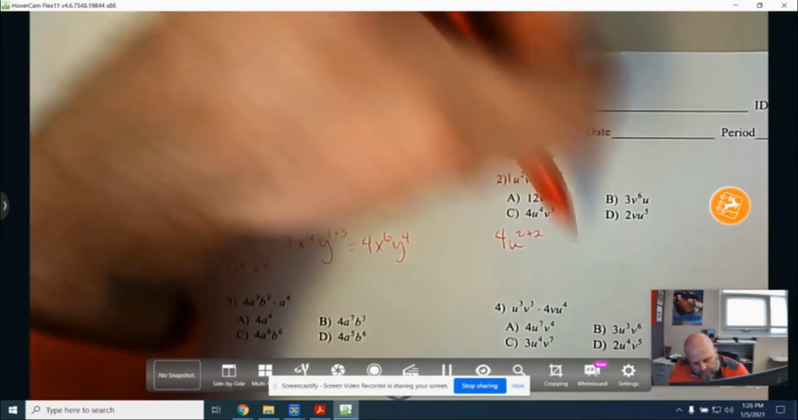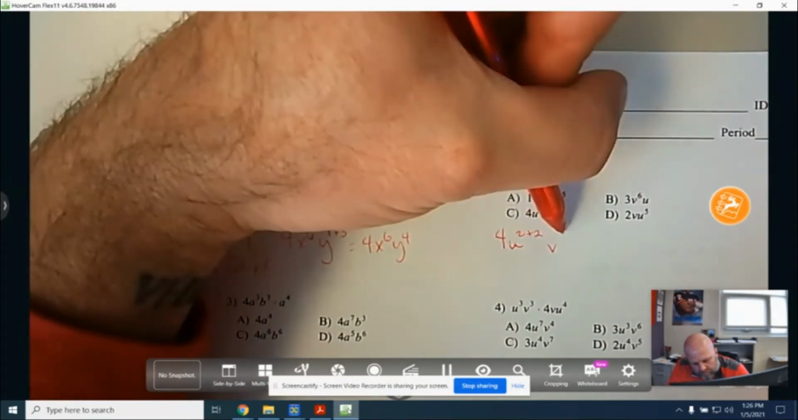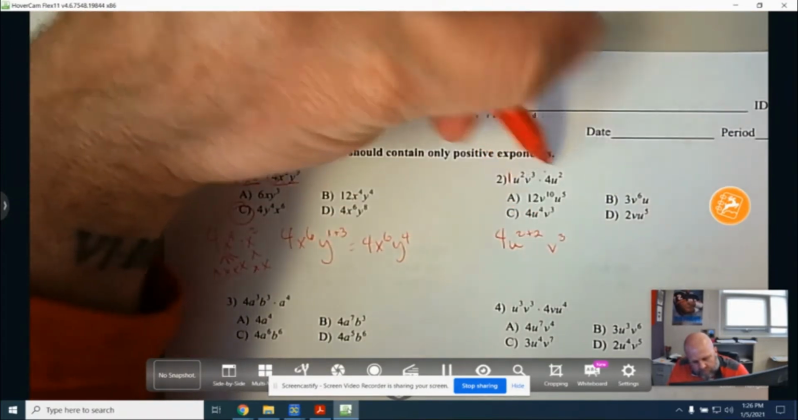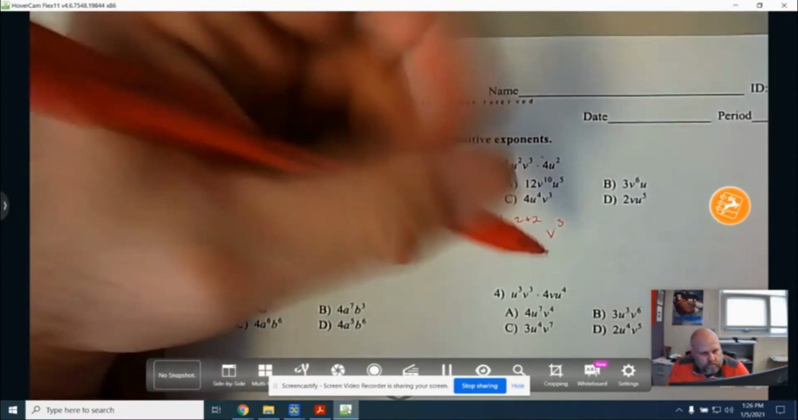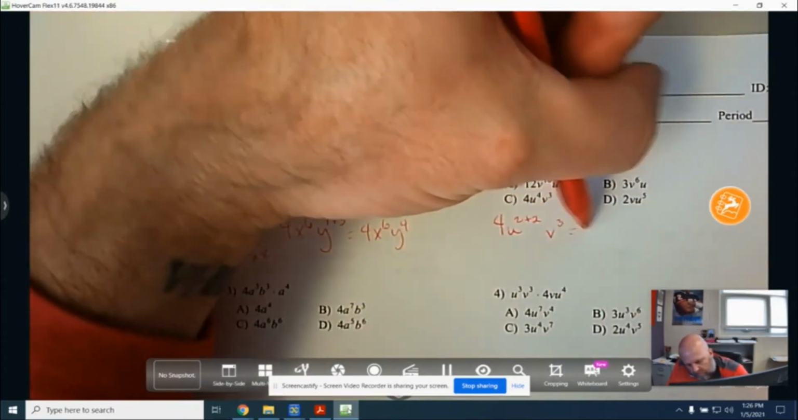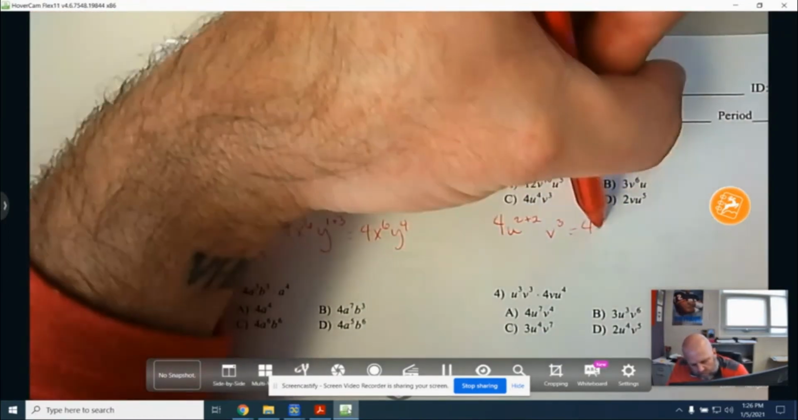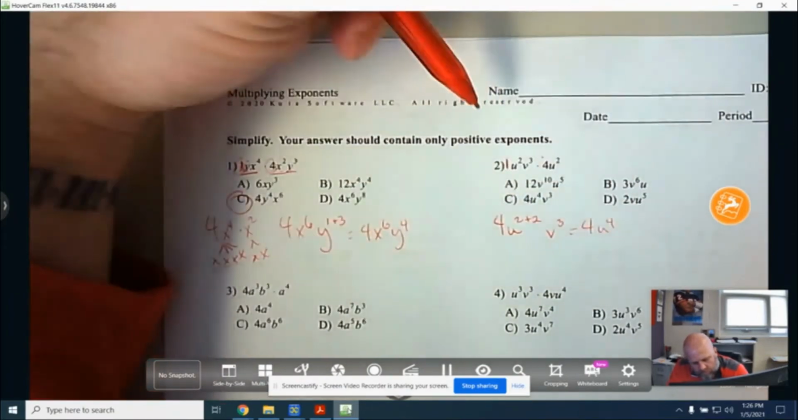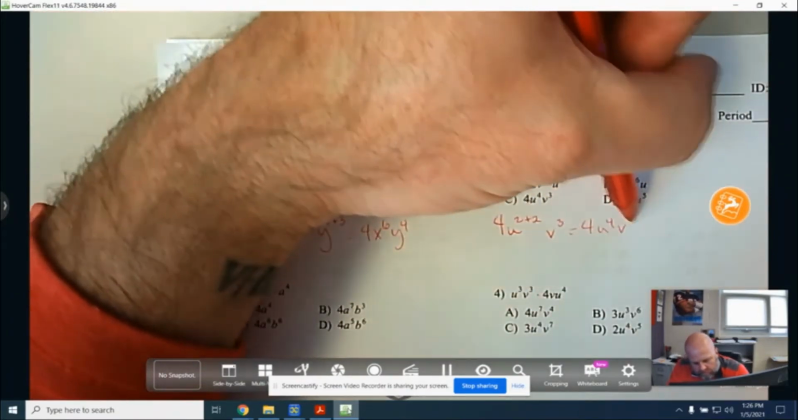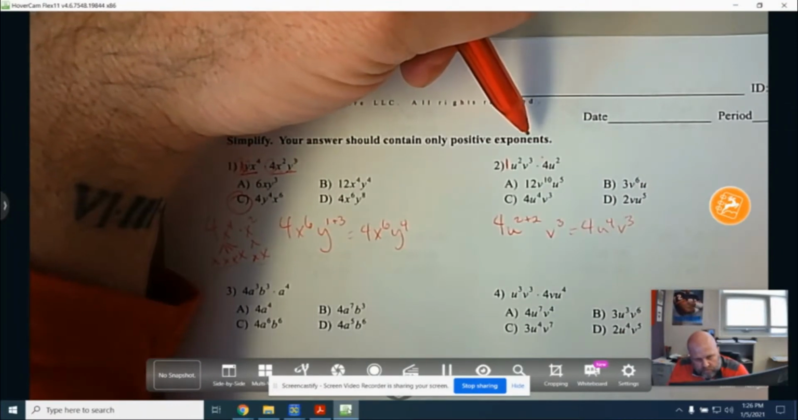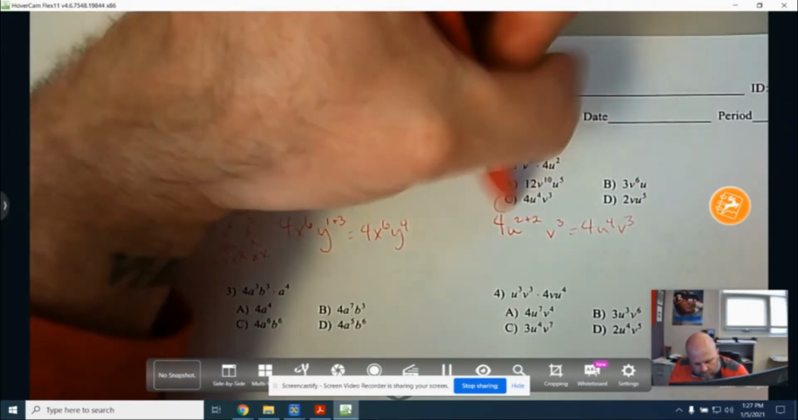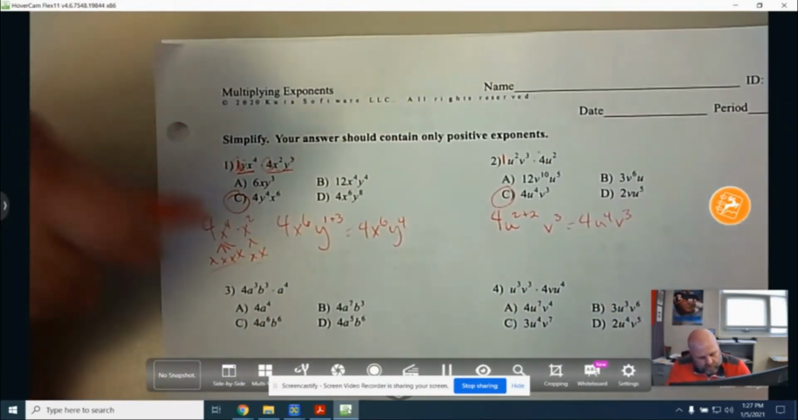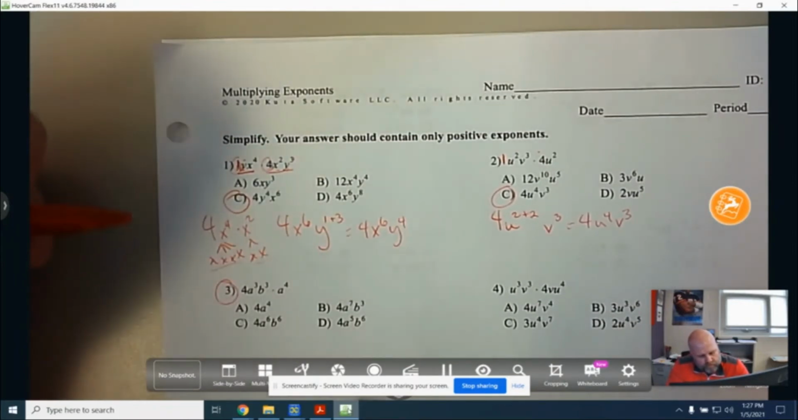Okay, and then I'm going to look for my v's. And I see my v here, and there's 3 of them. There's no other v's. So when I clean things up over here, I have 4 u to the 2 plus 2 is 4, and then v cubed. So 4u to the 4th, v cubed is letter C. All right, why don't you guys try number 3 on your own?